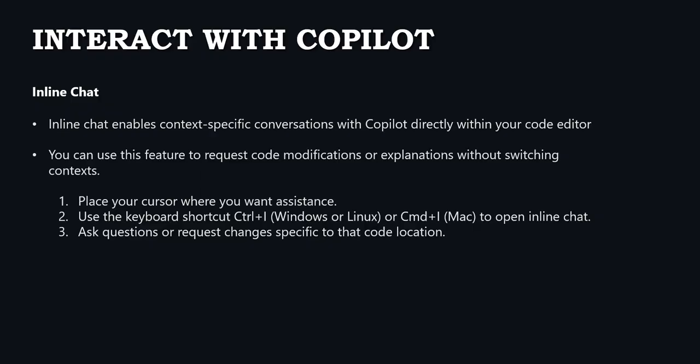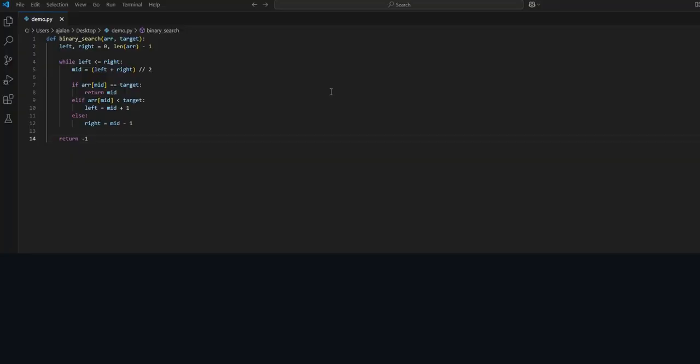Now, inline chat brings AI assistance directly inside your code editor, offering personalized suggestions. So, how do you use inline chat? Place your cursor where you need help and use Control plus I on Windows and Linux systems, or Command plus I on Mac systems. Then you can ask Copilot to explain, modify, or generate new code. So let's see inline chat in action.